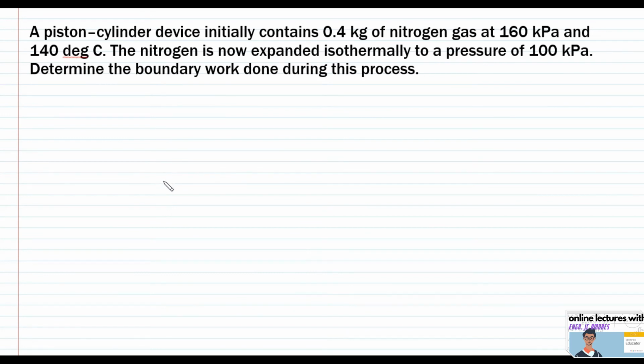So problem number 3, we have a piston cylinder device initially contains 0.4 kilogram of nitrogen gas at 160 kilopascals and 140 degrees Celsius. Now the nitrogen is expanded isothermally to a pressure of 100 kilopascals. So determine the boundary work done during this process.